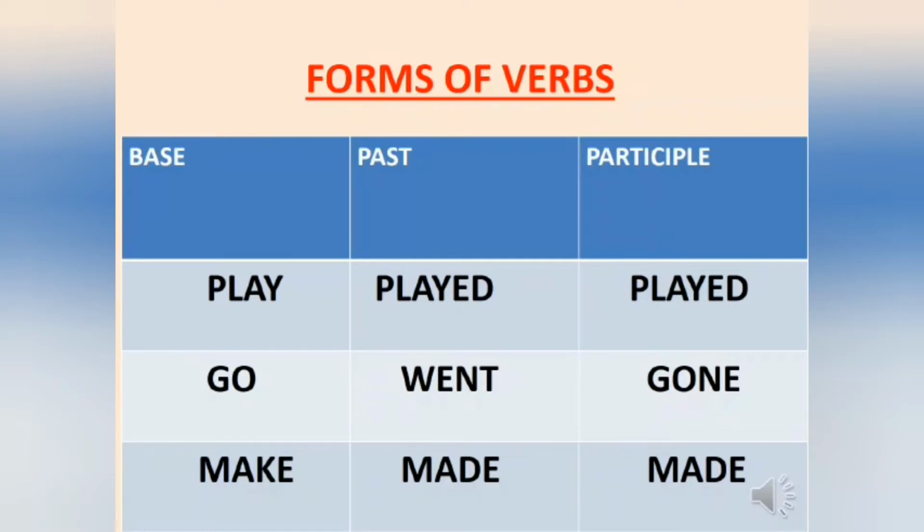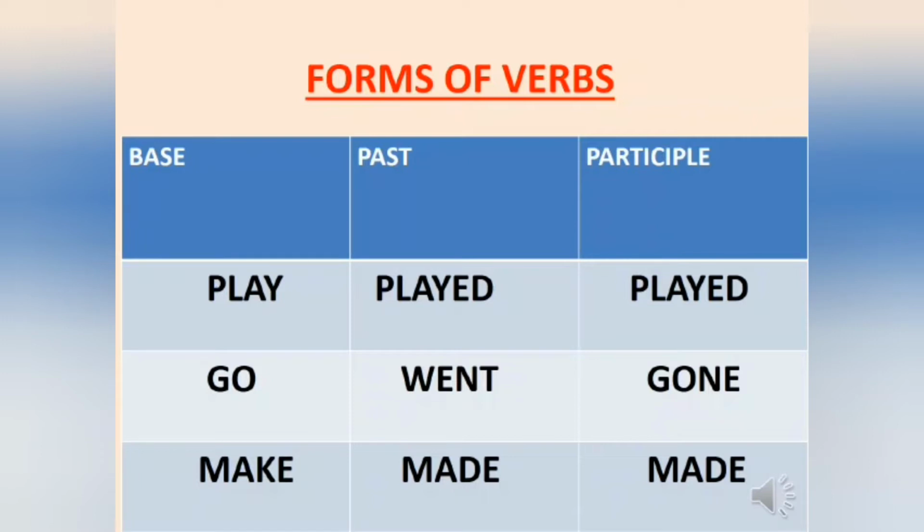Base means first form of verb. Past means second form of verb. Participle means third form of verb. So the first form of verb is play, the second one is played, and the third one is also played.